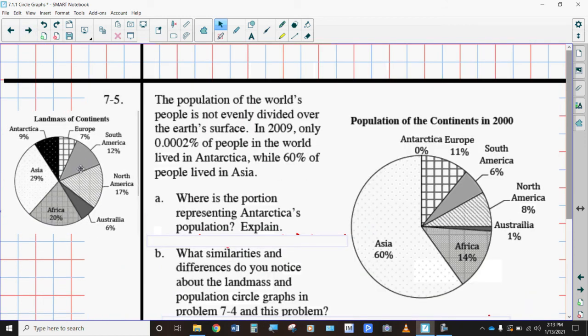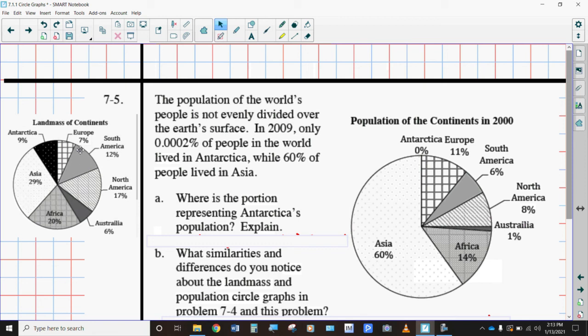All right, so I brought in this circle graph from the previous problem so that we can compare it to the population of the continents in the year 2000. It says, the population of the world's people is not evenly divided over the Earth's surface. In 2009, only 0.2 of a percent of the people in the world lived in Antarctica, while 60% of the people lived in Asia.